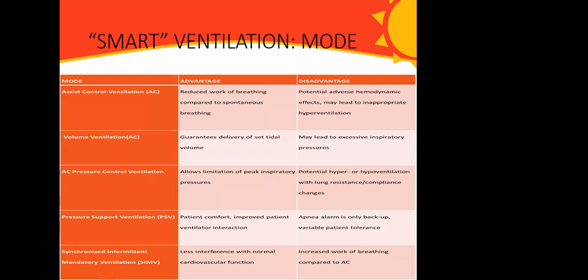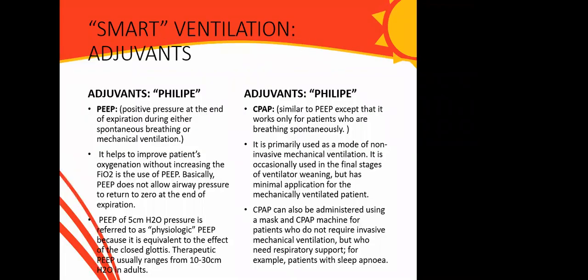The M is the mode I mentioned before. You need to select the mode, look at the advantages and the disadvantages of your mode, and you select it appropriately. All right, adjuvants.